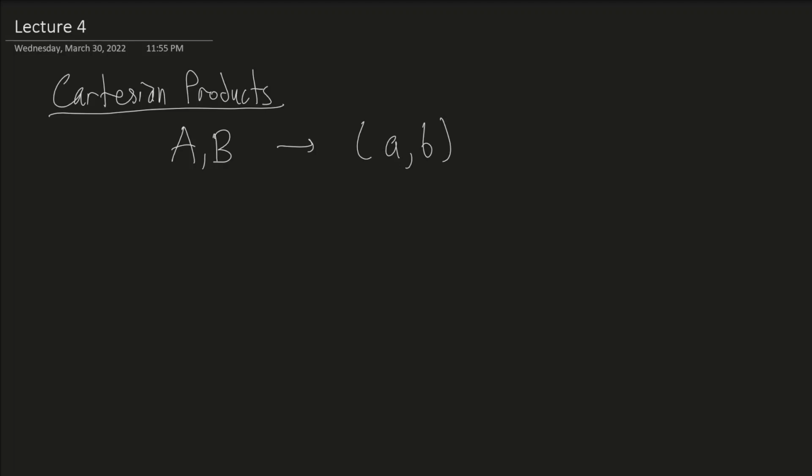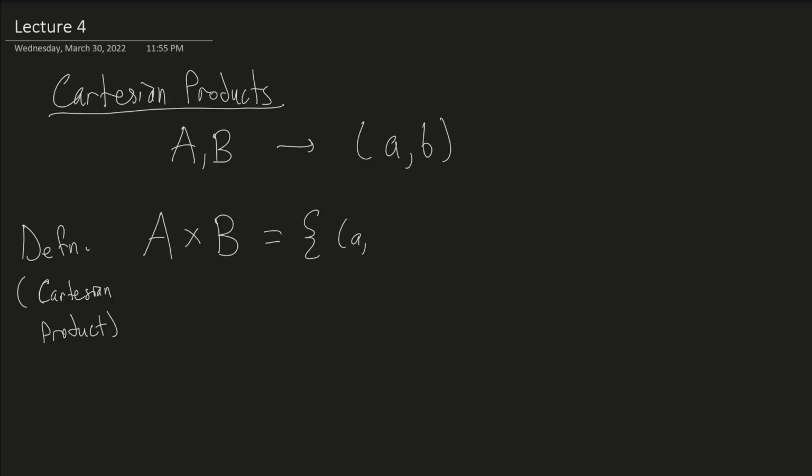And so if we want to consider the entire set of possible ordered pairs of elements of A and B, we define this as A cross B. So this is the Cartesian product of A and B. So I'll define it in just a minute. A cross B is then equal to the set of ordered pairs (a, b) such that a is in the set A and b is in the set B.